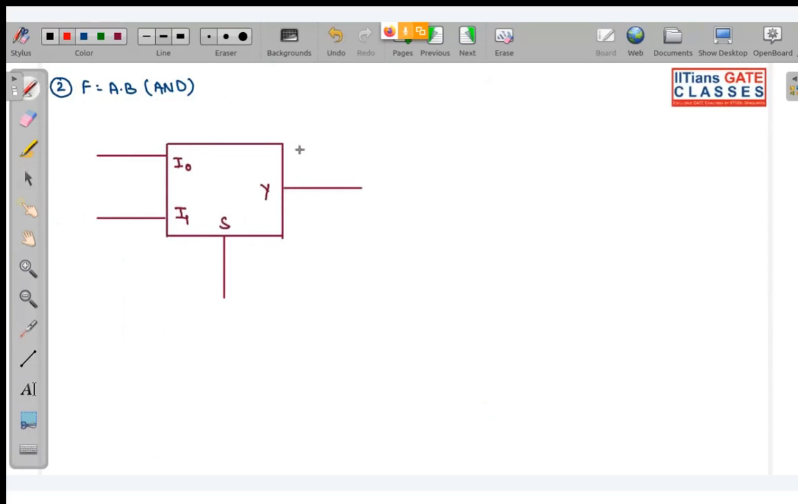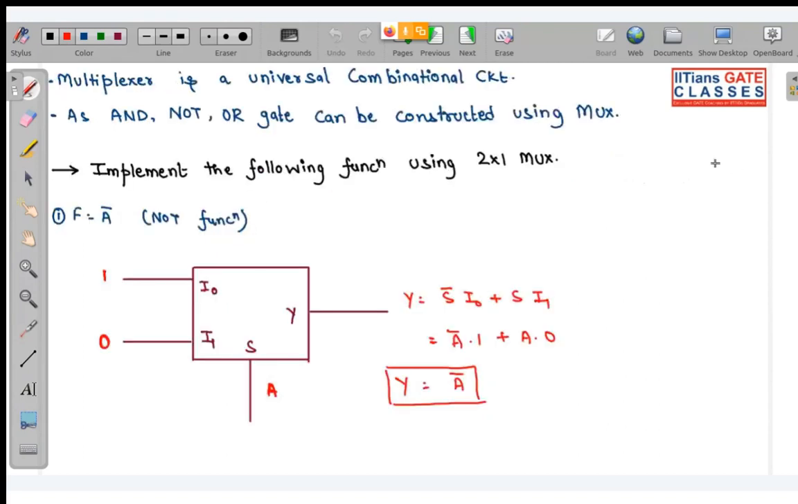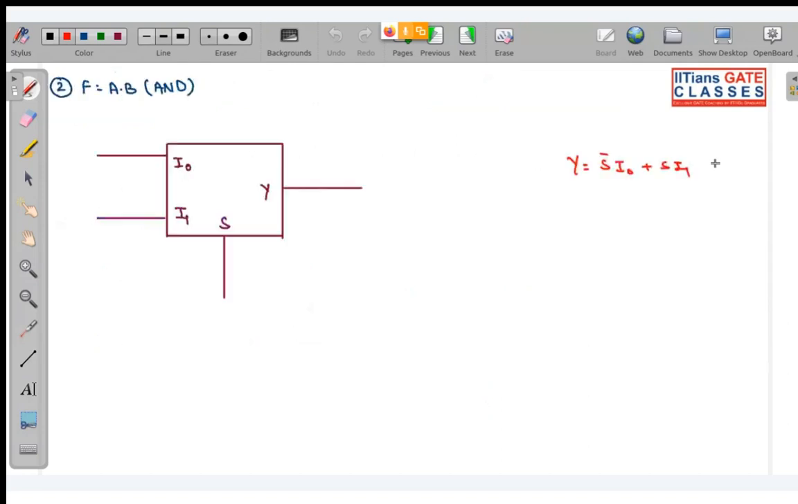Using a 2 cross 1 mux, do it very quickly and tell me what should be the selection line, what should be I0 and I1. Show me the last slide, sir, I have to note it down. Tell me what will be the input and selection lines over here so that you get AB.